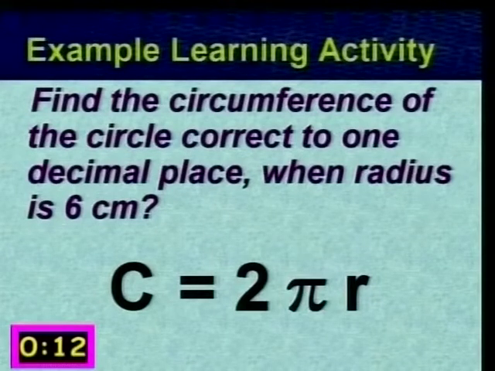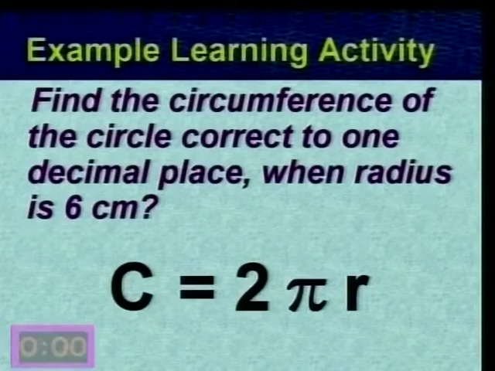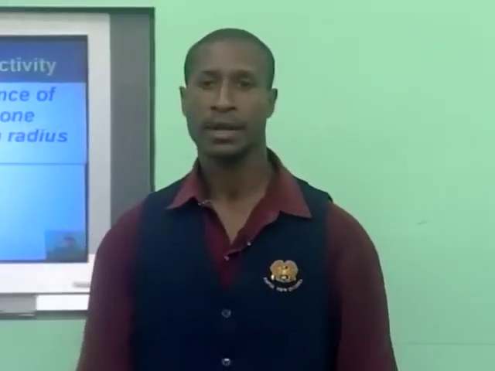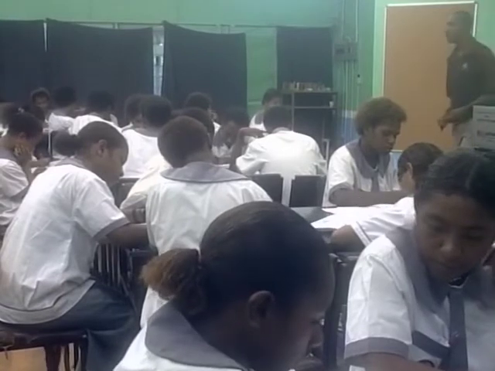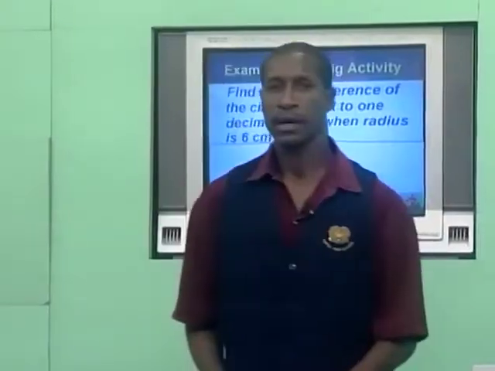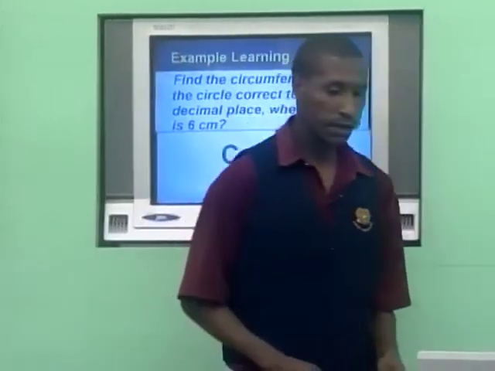Okay, receiving students in ATs, let's check the answer to the example there. Find the circumference of the circle correct to 1 decimal place when the radius is 6 centimeters. From the model class, let's have a boy to give us the answer to the example there. Receiving students, you can also give your answer to your teacher in your class. Okay, there's no boy volunteering, so we'll have Rachel.